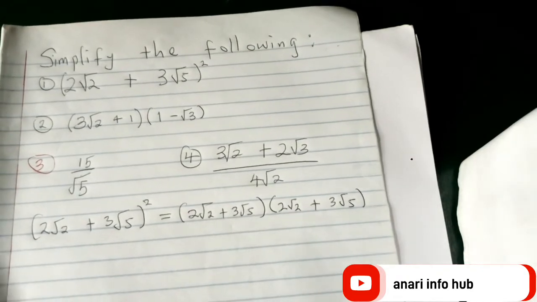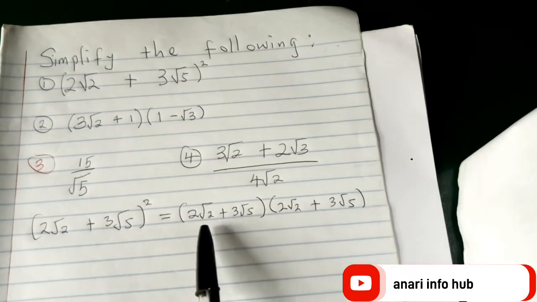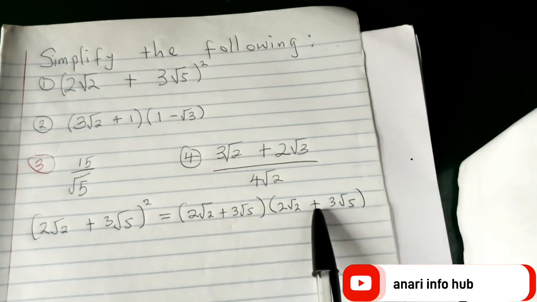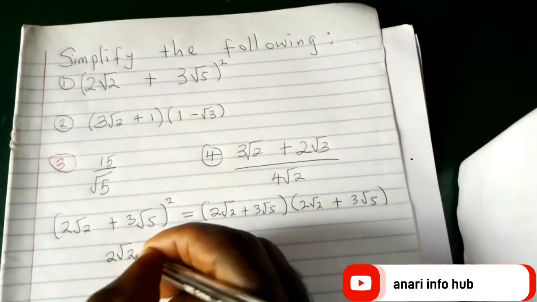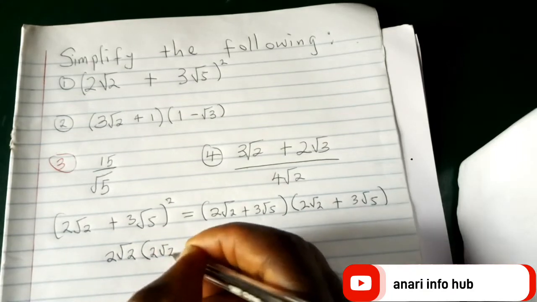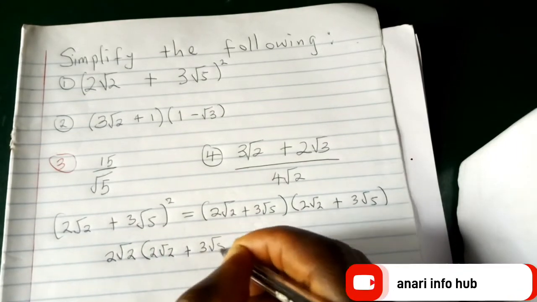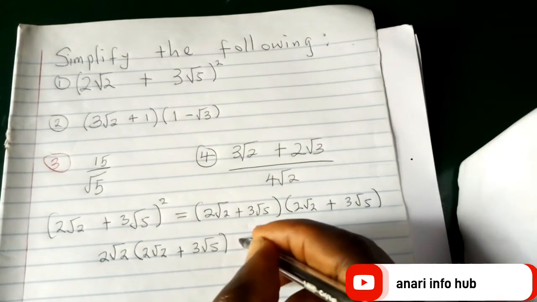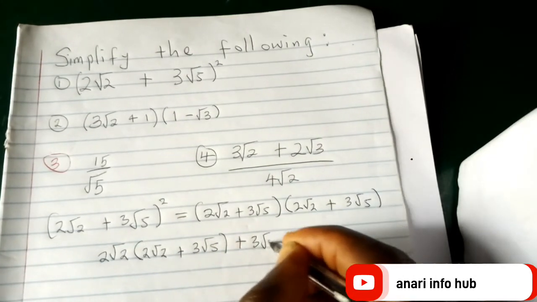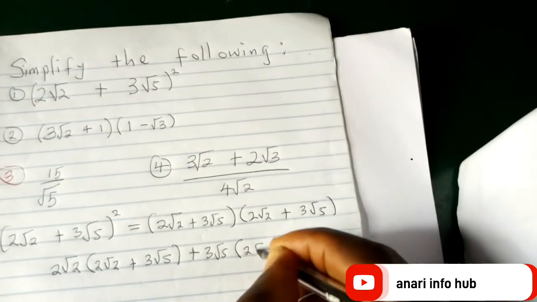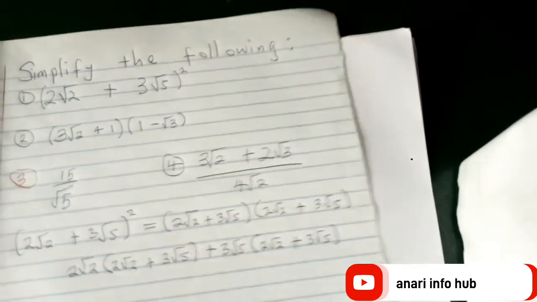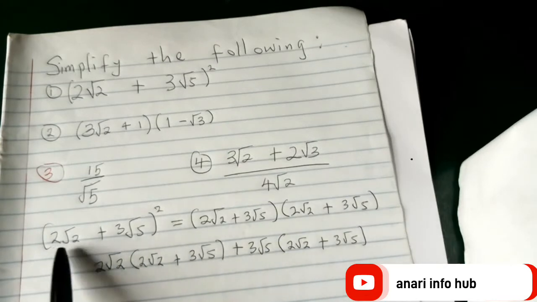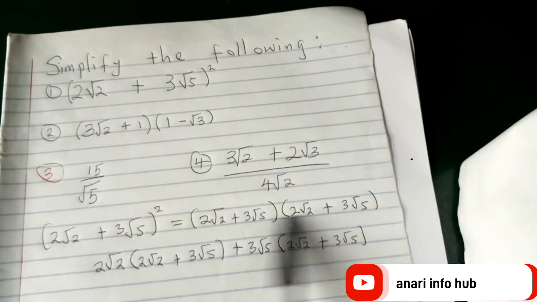So let us open the bracket. Let's use this term to open this. After that, we use this term to open this. So that means 2√2 into (2√2 + 3√5), then plus 3√5 into (2√2 + 3√5). Hope you get it. As we are using this term to open this one, then use this term to open this one. That's what we just did here.